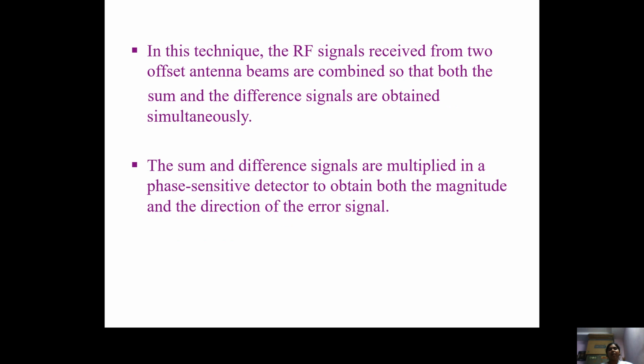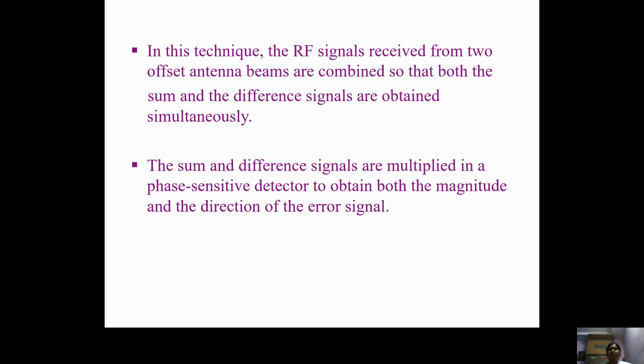So in this technique, the RF signals received from two offset antenna beams are combined so that both the sum and difference signals are obtained simultaneously. As we discussed, the radio frequency signals received from two horn antennas that are connected at the parabolic antenna reflector are combined.